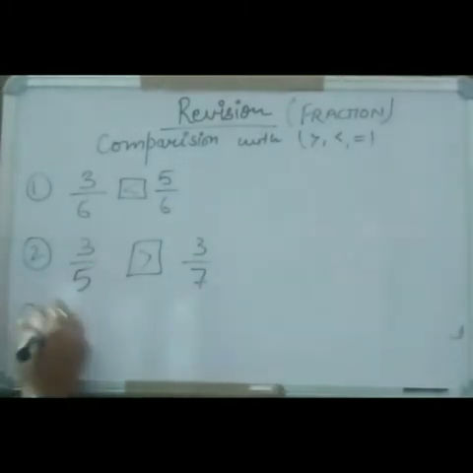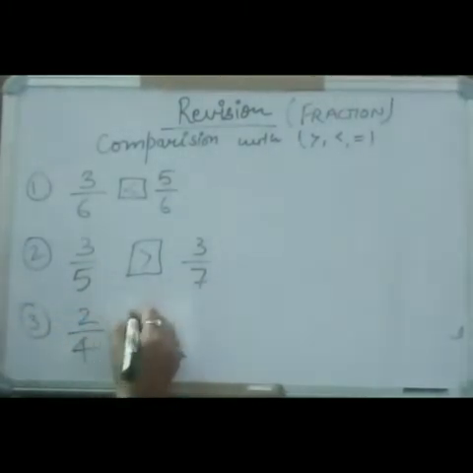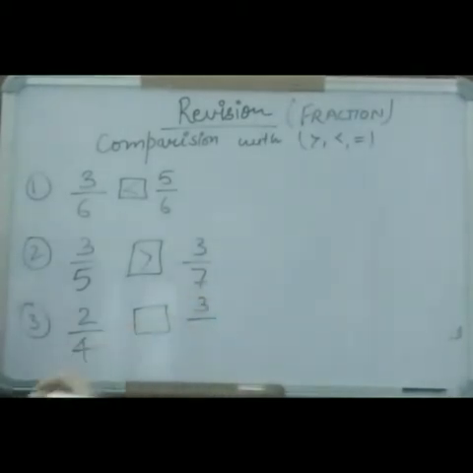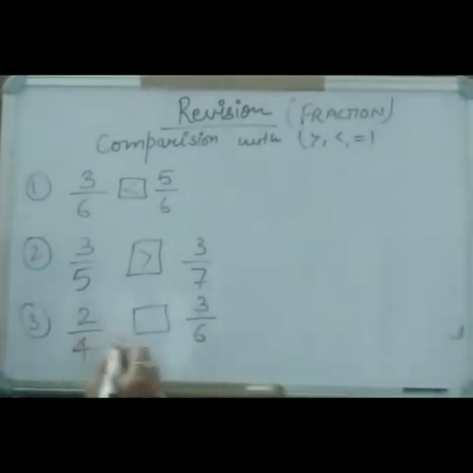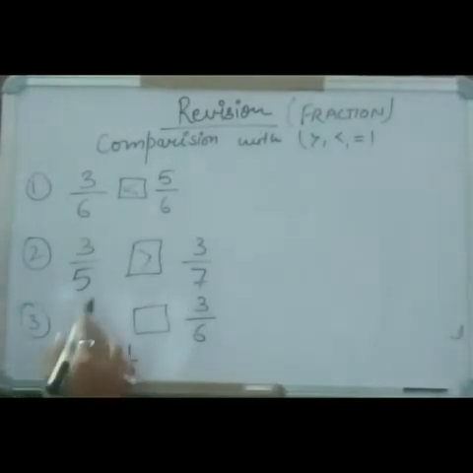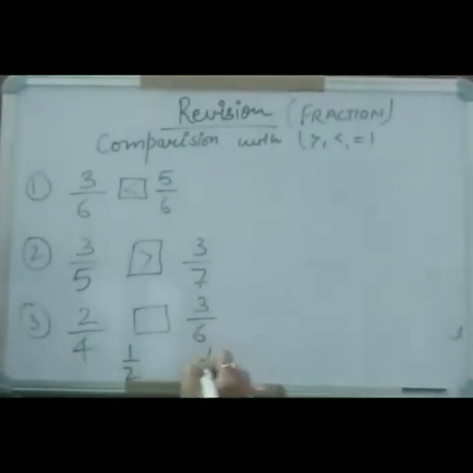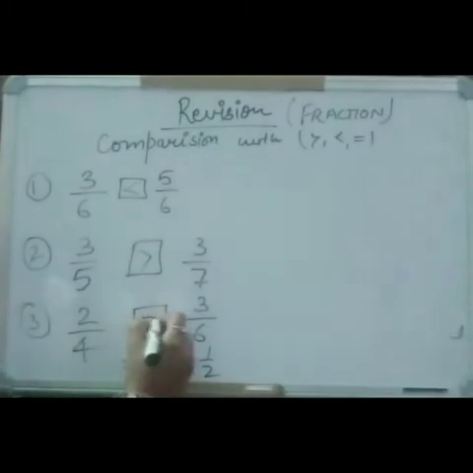Now the third condition which will come is 2 by 4 and 3 by 6. If such types of fractions come, first of all you will check whether these can be simplified or not. See, this one can be simplified, it will become 1 by 2: 2 ones are 2, 2 twos are 4. Again here also, 3 ones are 3, 3 twos are 6. So in this case the fractions will be equal. So here we will put the sign of equality.